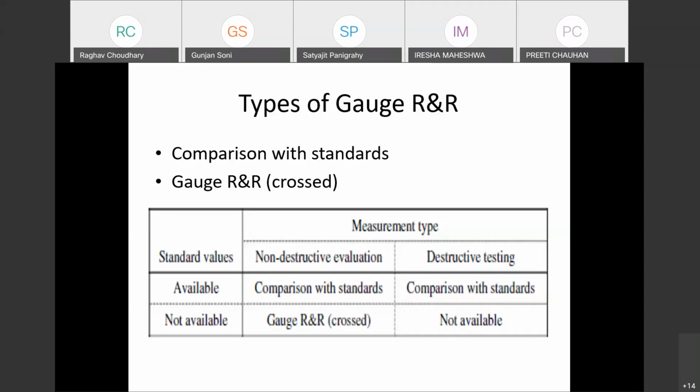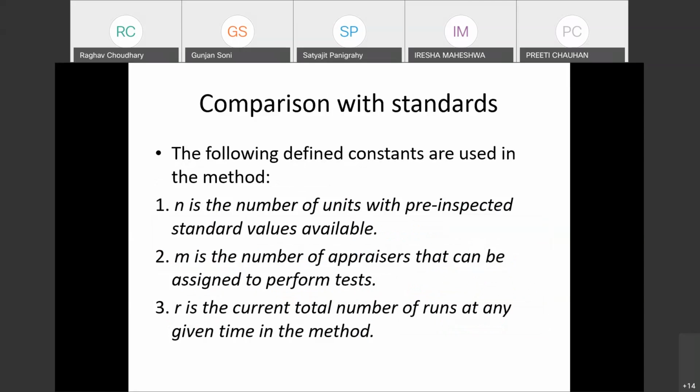So when the comparison with the standard is concerned, let's say n is the number of units with pre-inspected standard values available. It's like all of you must have seen retailers keeping 1 kg, 2 kg, 500 gram weights with them, right? But we don't know whether they are correct or not. So you consider that sort of a situation. So n is the number of units with pre-inspected standard values available, and m is the number of appraisers that can be assigned to perform tasks.